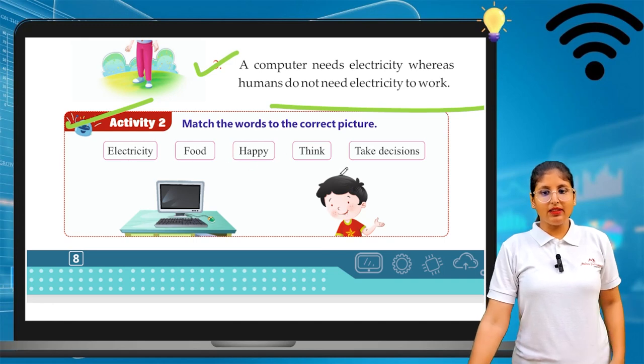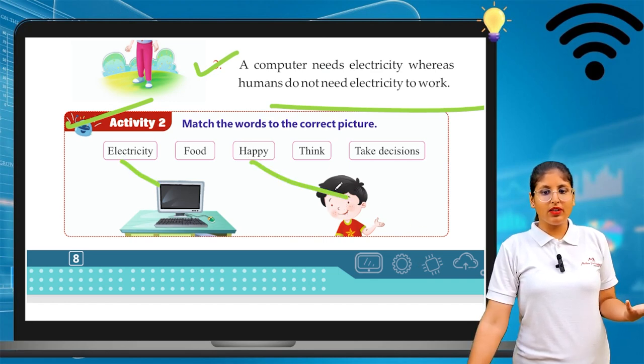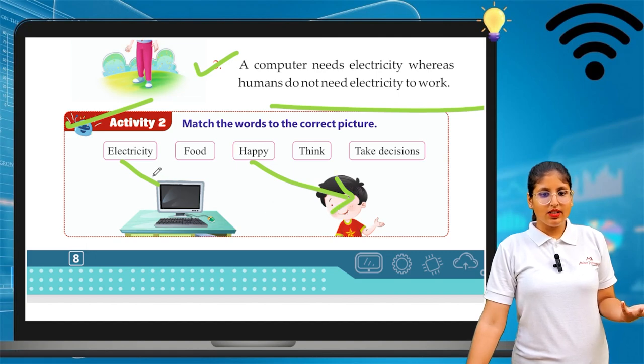Electricity, food, happy, thing, take decision. So this is the computer. It is run by the electricity. And the boy is looking happy. So you can match the happy word with the boy. Okay. So these are the things.